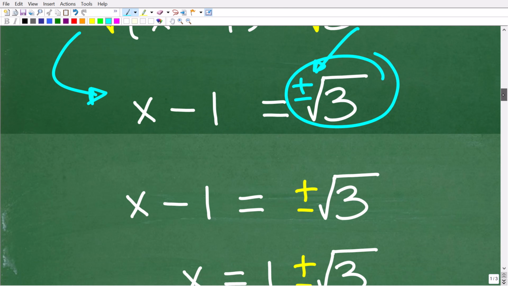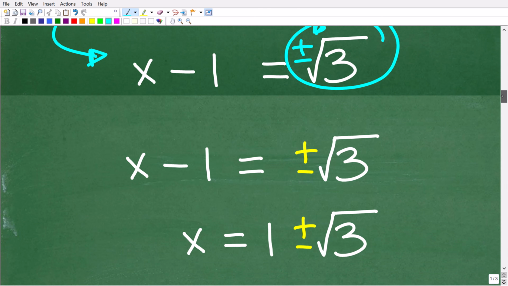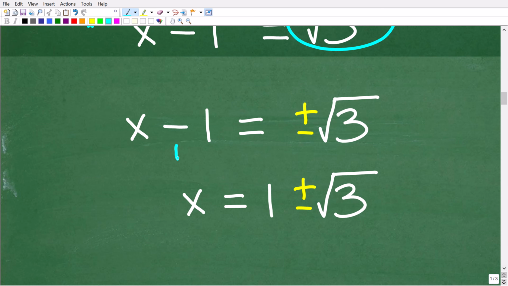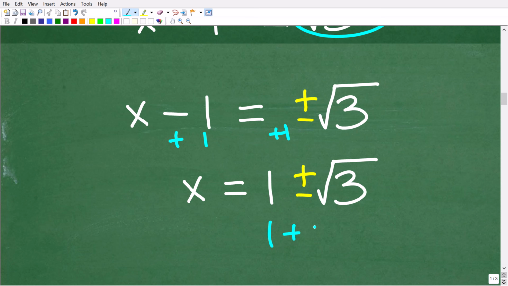Okay, so let's go ahead and solve for x because this is super easy. So x minus 1 is equal to both positive and negative square root of 3. To solve for x, all we have to do is add 1 to both sides of the equation. So x is going to be equal to 1 plus or minus the square root of 3. Remember, we have 2 solutions here. 1 plus the square root of 3, that's 1 root. And the second root or solution is 1 minus the square root of 3. Okay, so this is the fastest way to solve this problem.